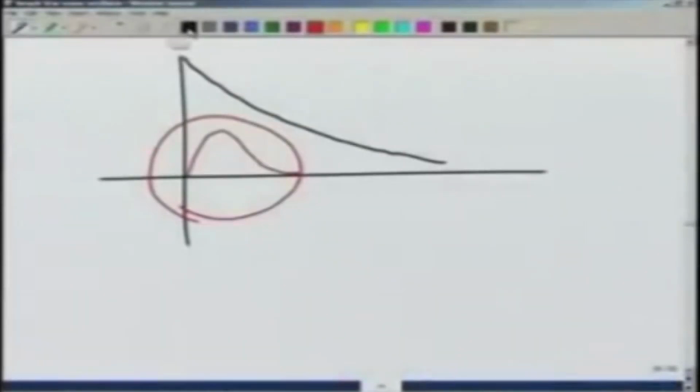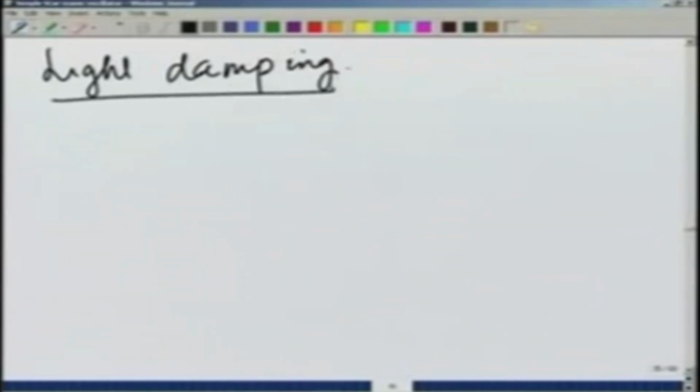Having discussed the cases of heavy and critical damping, let us now consider light damping. And if you recall from the beginning of the lecture, this is the case when gamma square over 4 is less than omega 0 square.